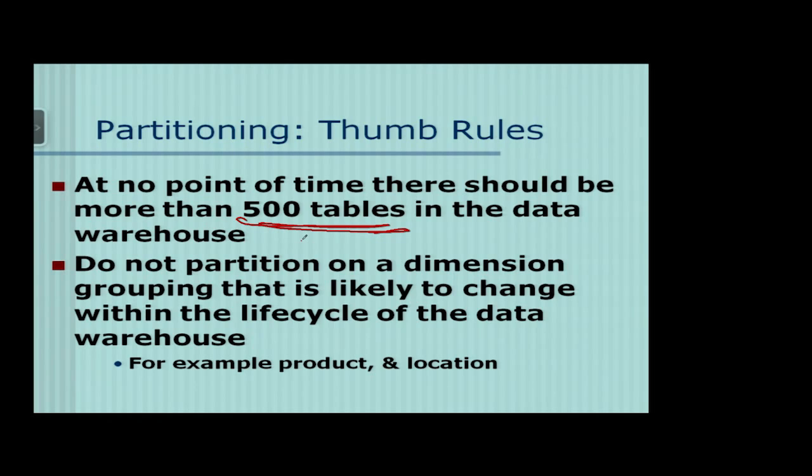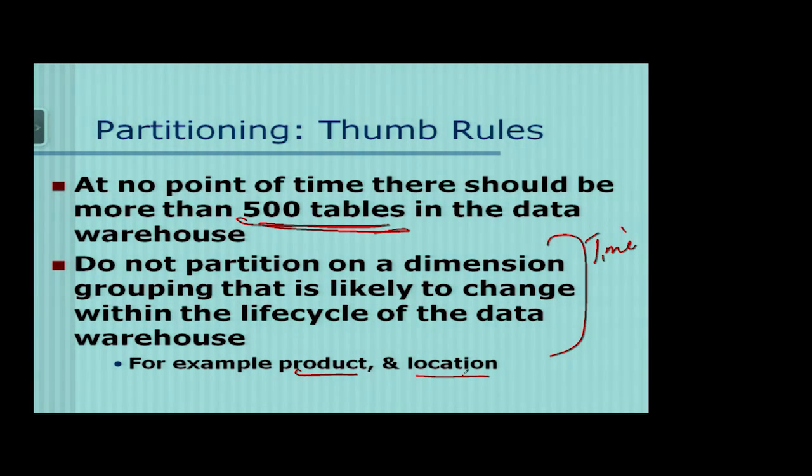And I said earlier in my lecture that we generally partition with respect to time, right? So the reason is here. Do not partition on a dimension grouping that is likely to change within the life cycle of the data warehouse. Say, for example, product and location.